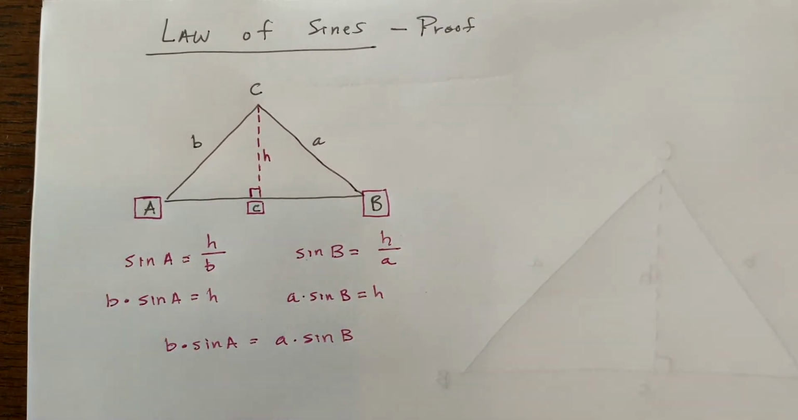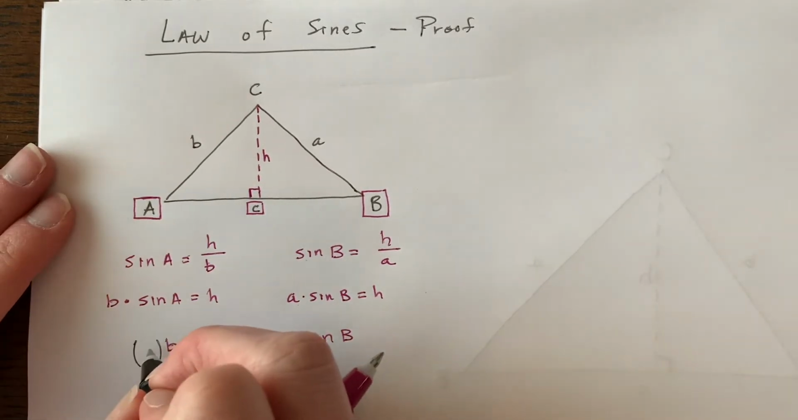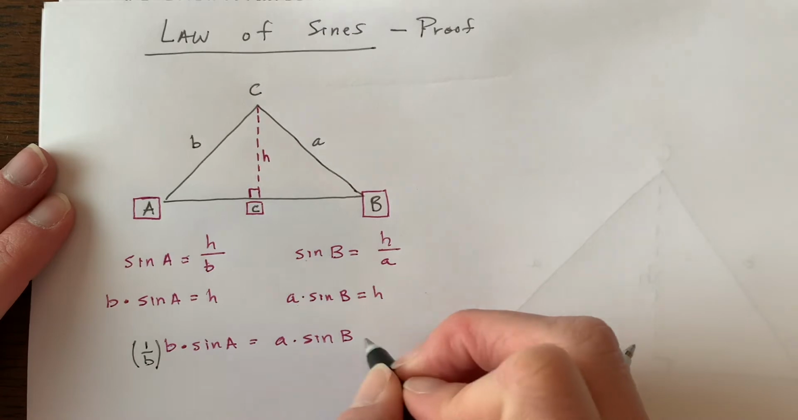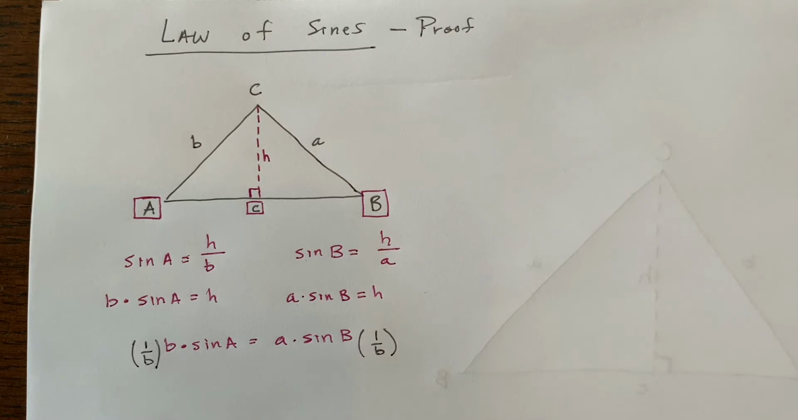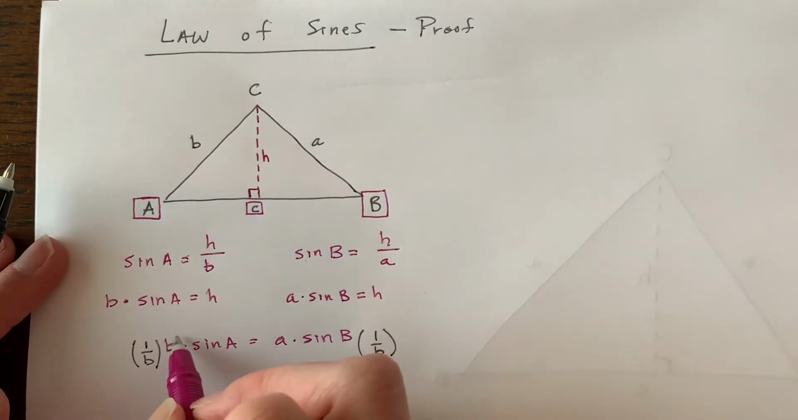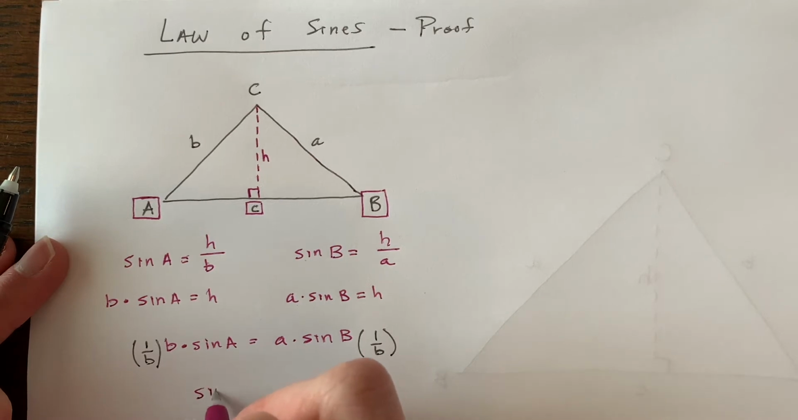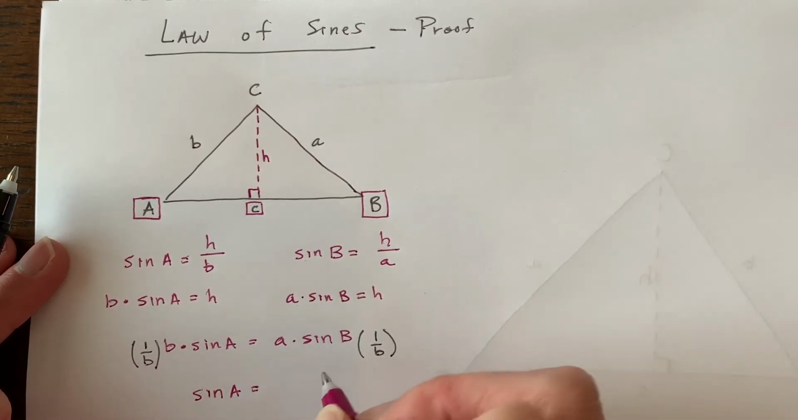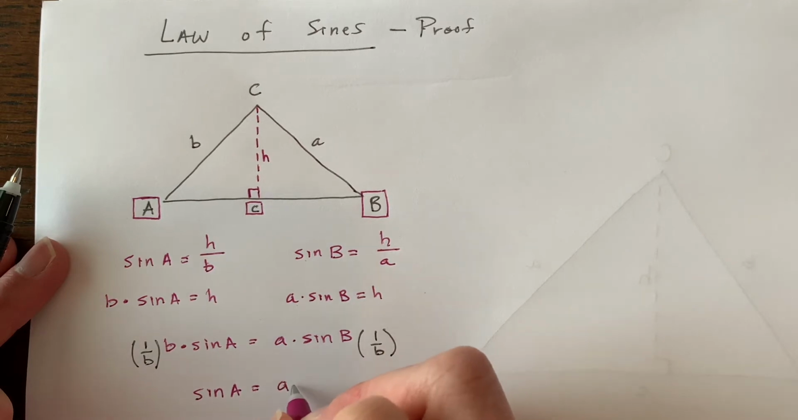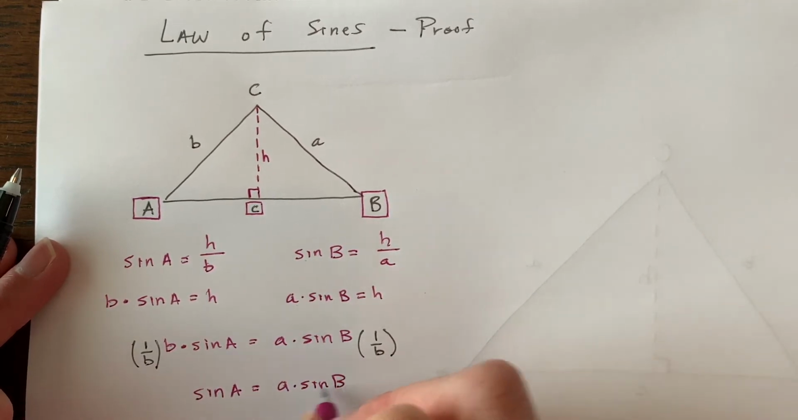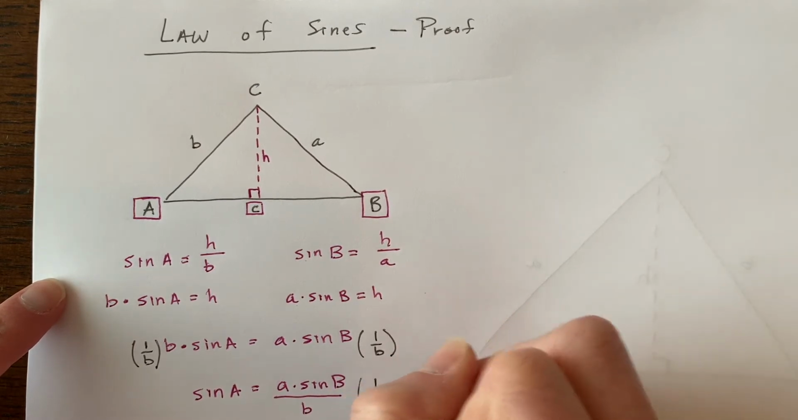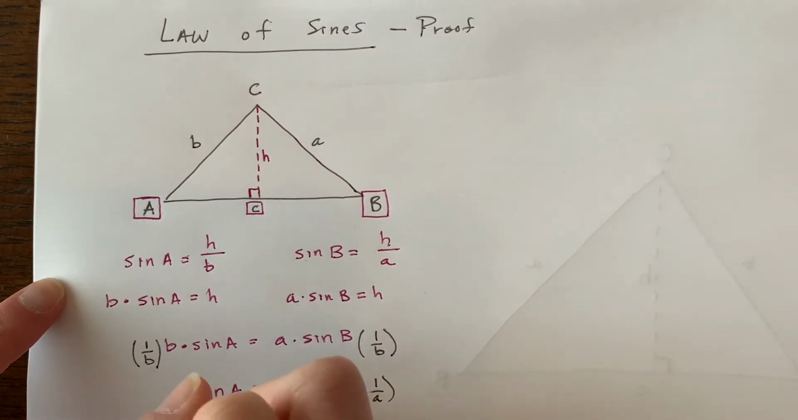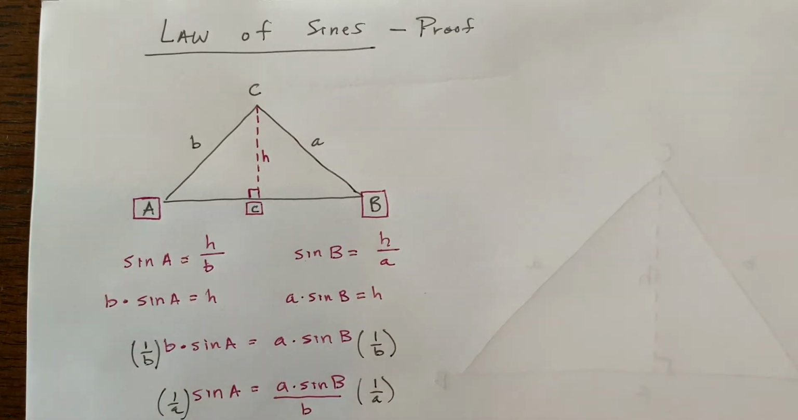Okay. Now, I'm going to multiply the left side by 1 over b and the right side by 1 over b. This is the same thing as dividing both sides by b. Okay, so if I divide both sides by b, then I have the sine of A is equal to a times the sine of B, all divided by b. That's in the denominator. Now on the right side, I can divide both sides by a, which is the same as multiplying by the reciprocal 1 over a. Okay.